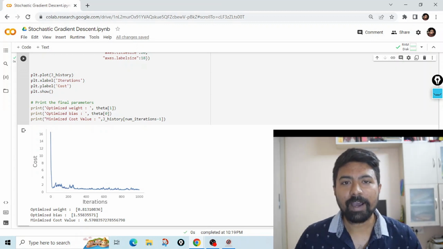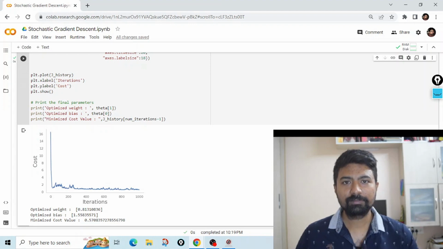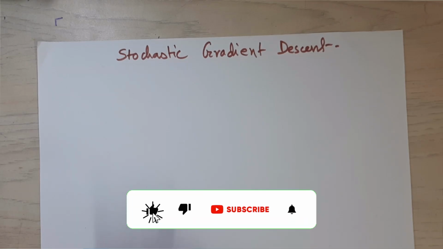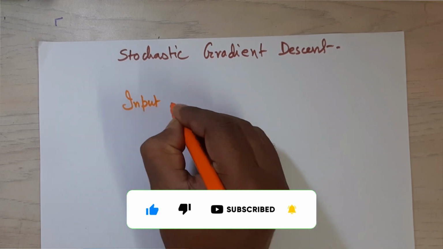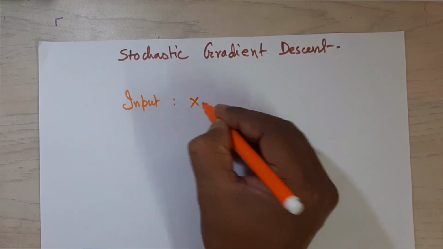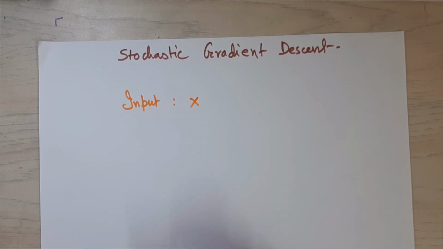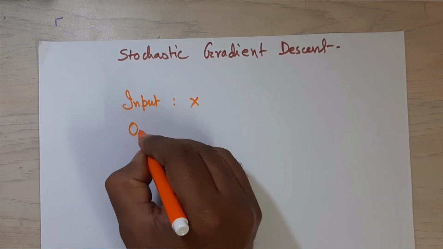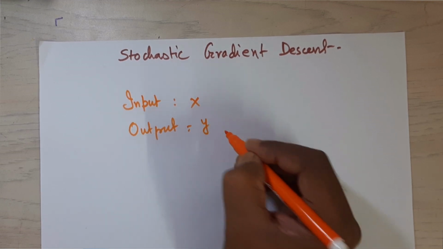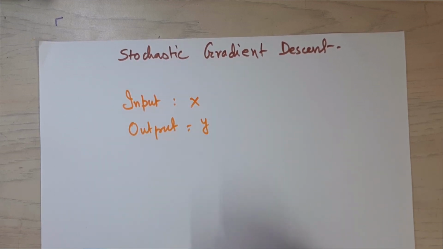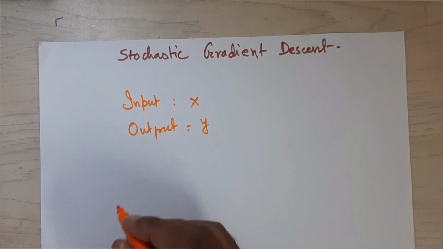First, we will define the problem we are going to solve. Suppose we have a data set with input x. So input is x and we have the output as y. We want to train a model that can predict the output y given a new input x.